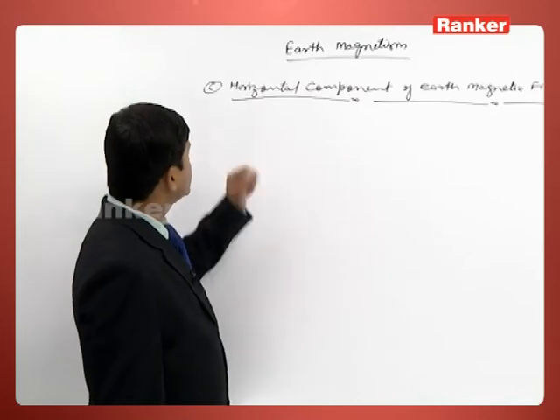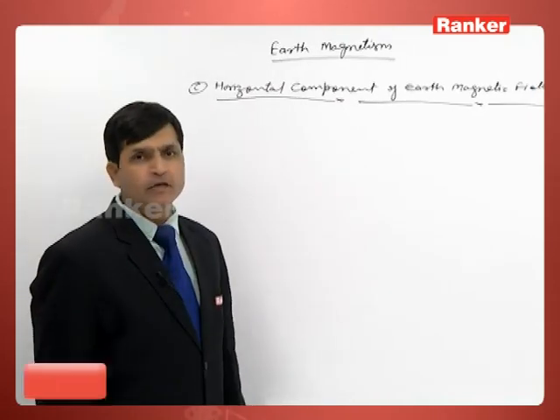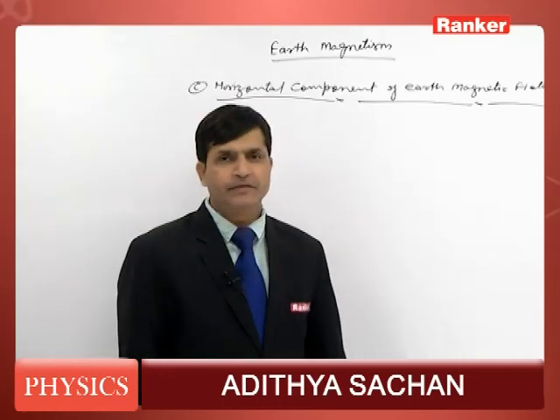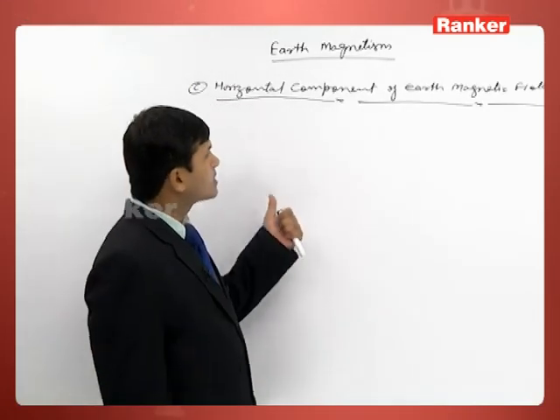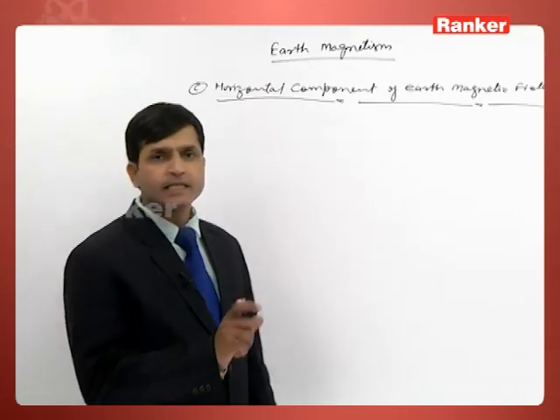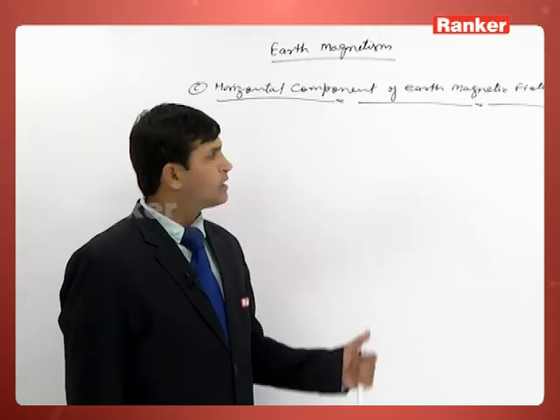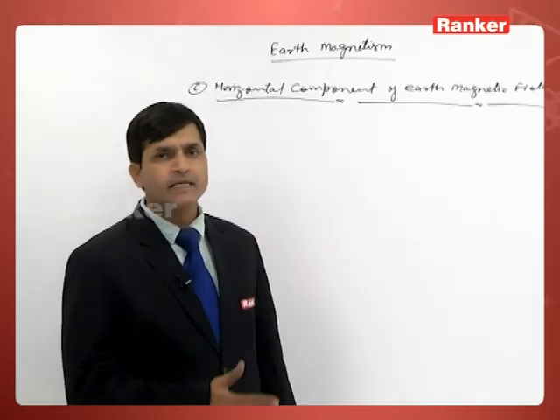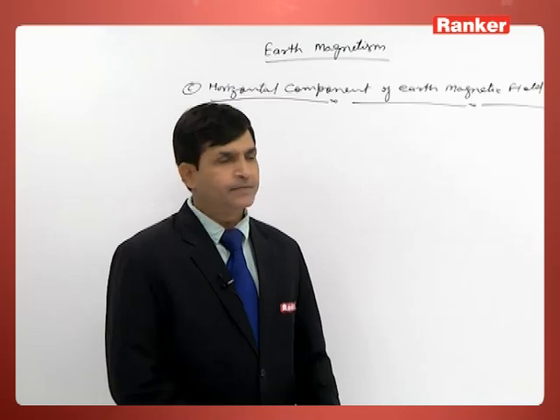We can now see the C point. This is another element of our horizontal component of Earth's magnetic field. Now, what does it mean? When a magnet is freely suspended, we observe that it is always directed in the north-south direction.